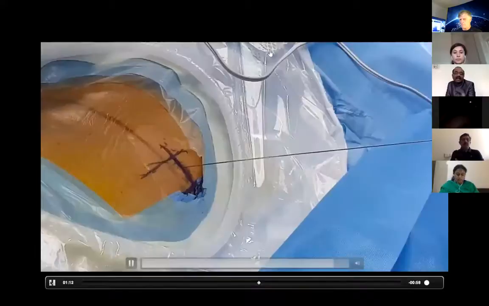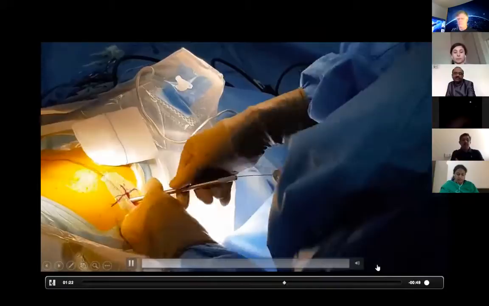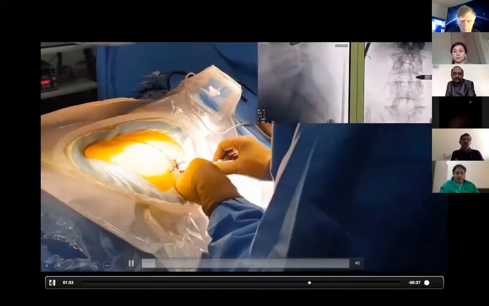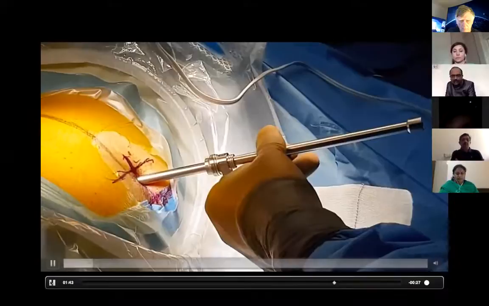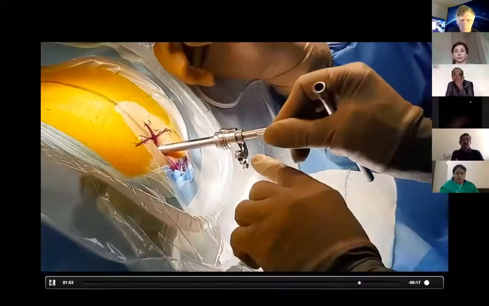Now the trocar is passed first. Once the trocar reaches the nucleus pulposus, which is advanced in the AP view, the cannula is passed from the far lateral approach. I want you to understand the midline is far away. We are coming from the far lateral route. Once the cannula is in, the trocar is withdrawn.